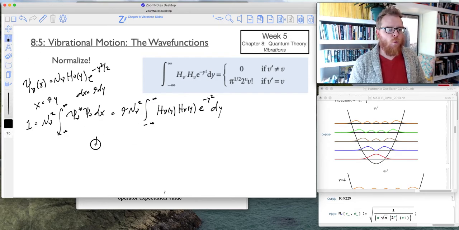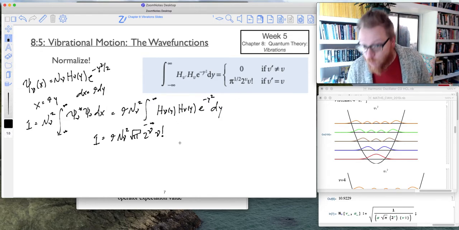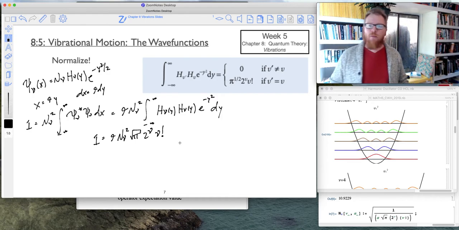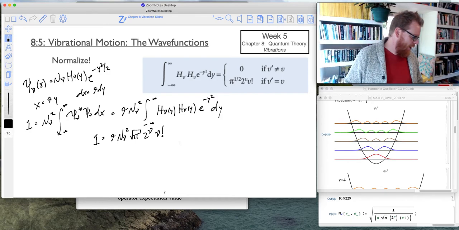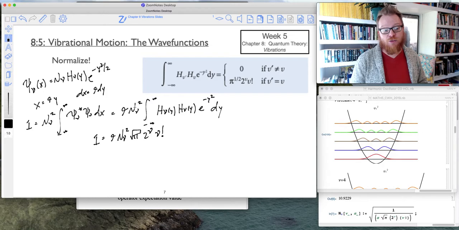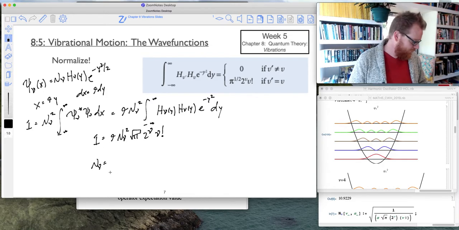So we know that 1 equals alpha times the normalization constant times pi to the 1/2, so I'll just write that as the square root of pi, times 2 raised to the nu power times nu factorial. Don't forget about factorials, okay? And so now I just have to algebraically rearrange this for the normalization constant.